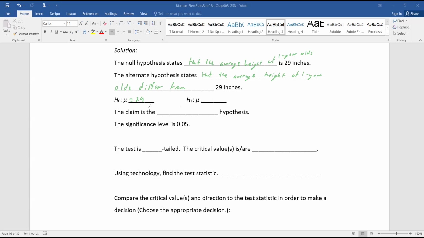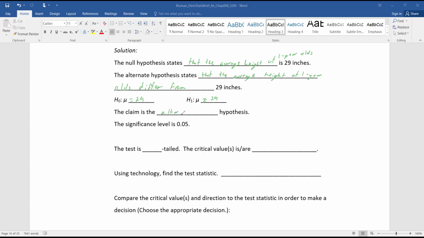And we basically just simply say that it just differs. It doesn't say it's greater than, doesn't say it's less than. So this would be a not equals to 29. So in this case, again, they're asked, can it be concluded that the average height does differ? So in this case, the claim is the alternative hypothesis.